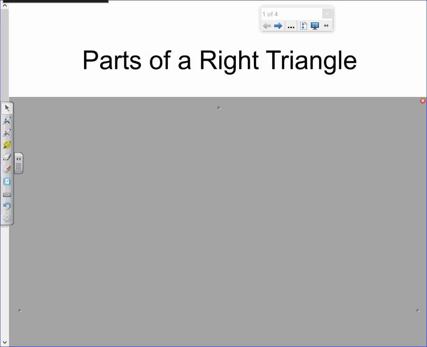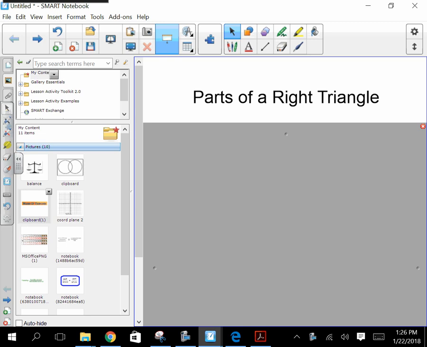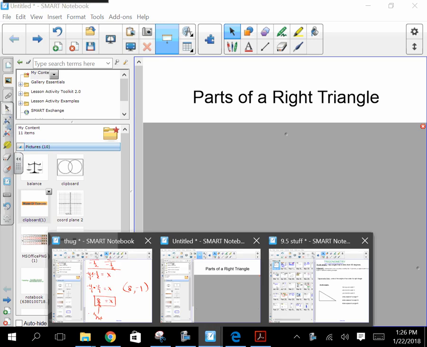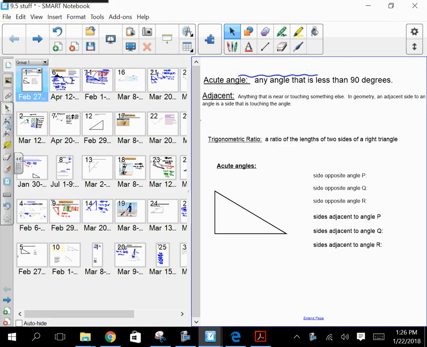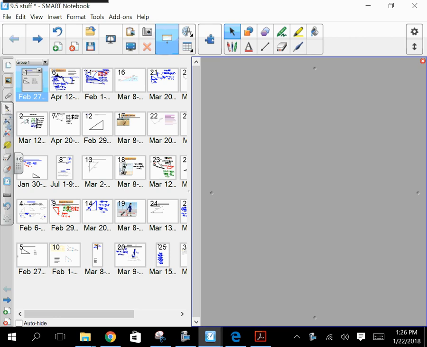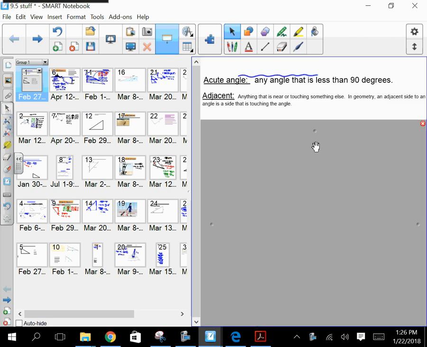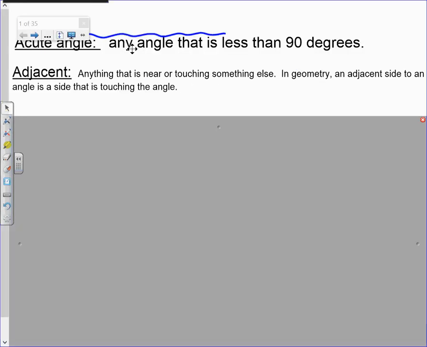All right. Parts of a right triangle. Let's go ahead and define a few words first. Let's define a few words. So here we go. The first word is a review word.